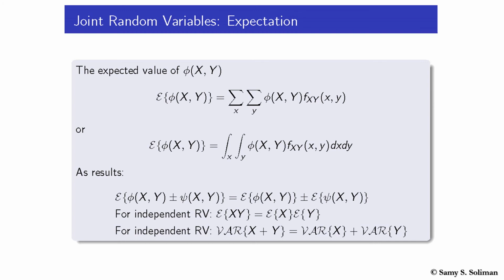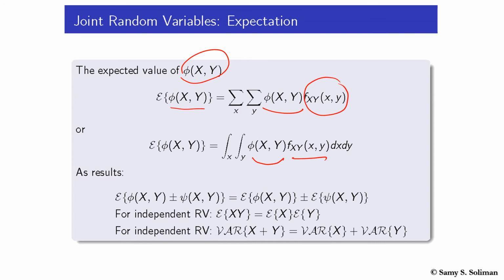So if we have a general function of x and y, phi of x and y, and we want to calculate the expected value of this function, for discrete random variables, we calculate it by double summation of phi of x and y multiplied by the joint distribution, while for continuous random variables, we do it by double integral of this function multiplied by the joint PDF over the range of x and y.